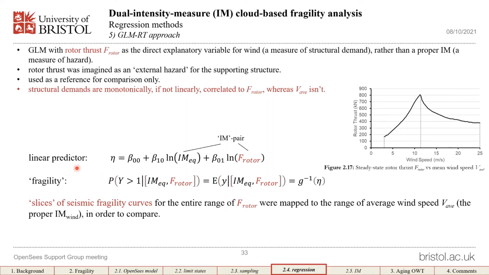The linear-based GLM method was again used for the purpose of regression. And as you can see, the regression was made this time based on the ground motion intensity, as well as the average rotor stress instead of the wind speed intensity measures. Once we have the result, slices of two-dimensional seismic fragility curves were mapped to the entire range of wind speed by using this steady-state relationship between the rotor thrust versus the wind speed. So yeah, that's the fifth method.